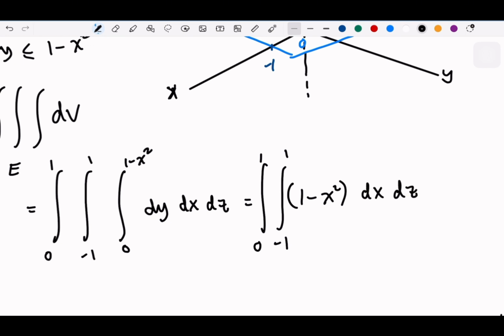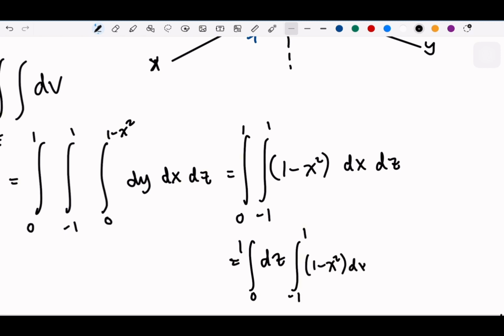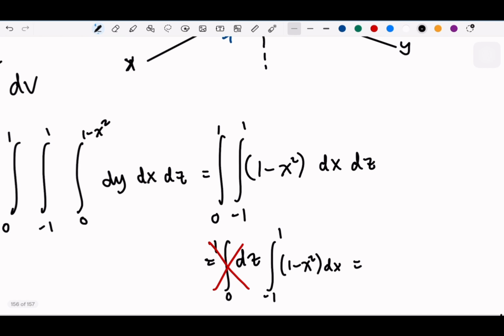And since this is a constant, we can use Fubini directly. We can substitute, and perhaps we can directly take this. So basically I can erase this, right? Because this is just 1. So this will be x minus half x cubed, sorry, x cubed over 3.